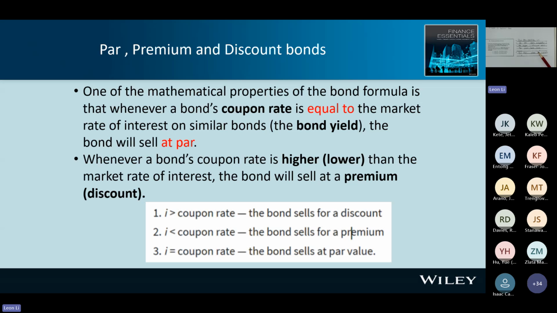So lower market rate means lower discount rate. Lower discount rate, higher bond price. So bond price will be higher than the par value. Okay, so overall, we have the result here. If the coupon rate is higher, the premium. Coupon rate is lower, discount, right? And we have the result here.